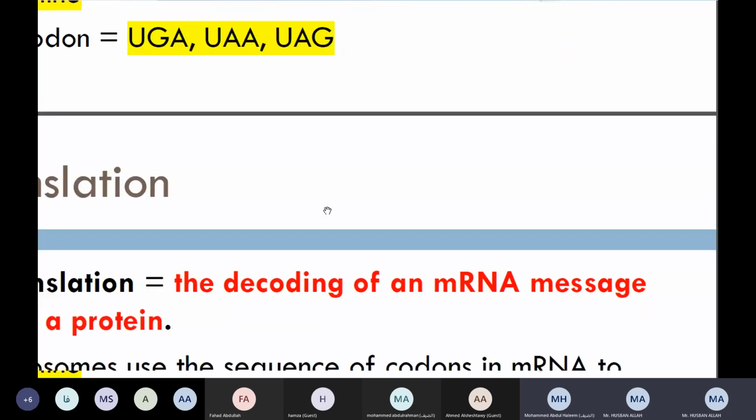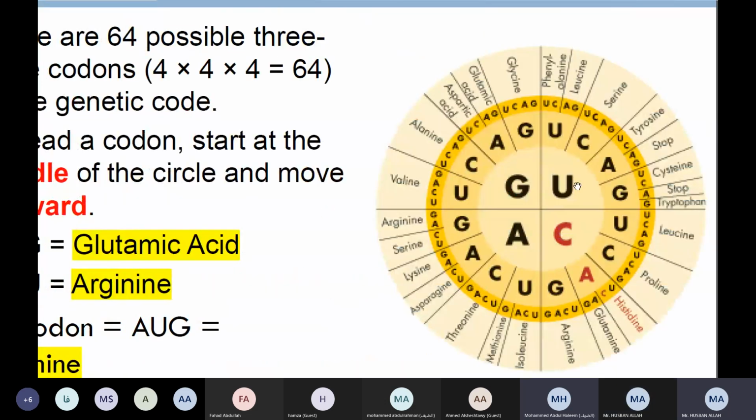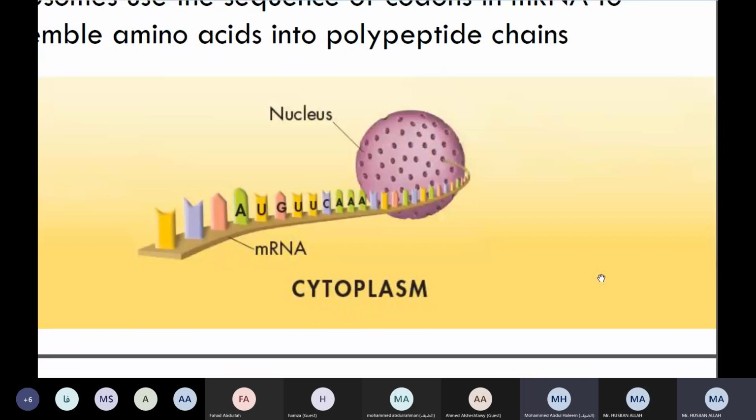So you can check what UUC codes for. It codes for phenylalanine. U here, then go to the second circle, U and C. So you can find it from here, and the total number of amino acids we have here is 20. Besides this, we have the starting codon and stopping codons, right? Three stopping codons, one starting codon. It's clear. So now AAA.